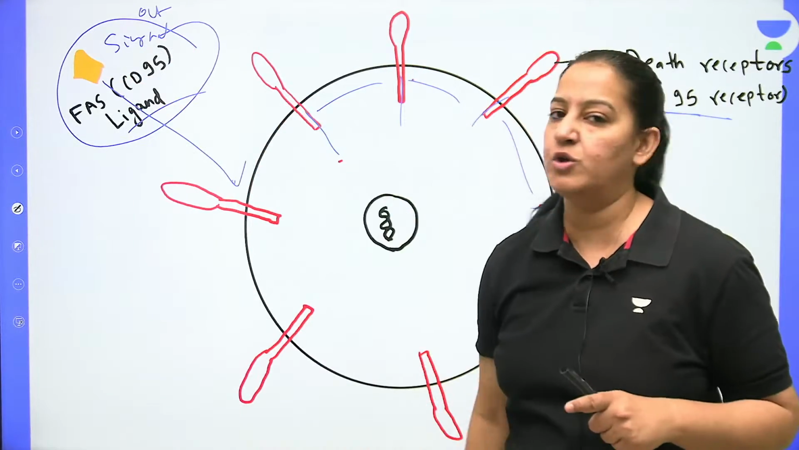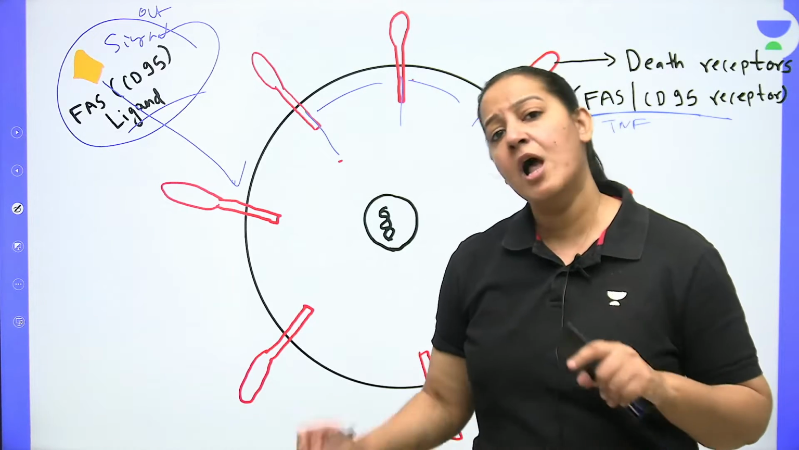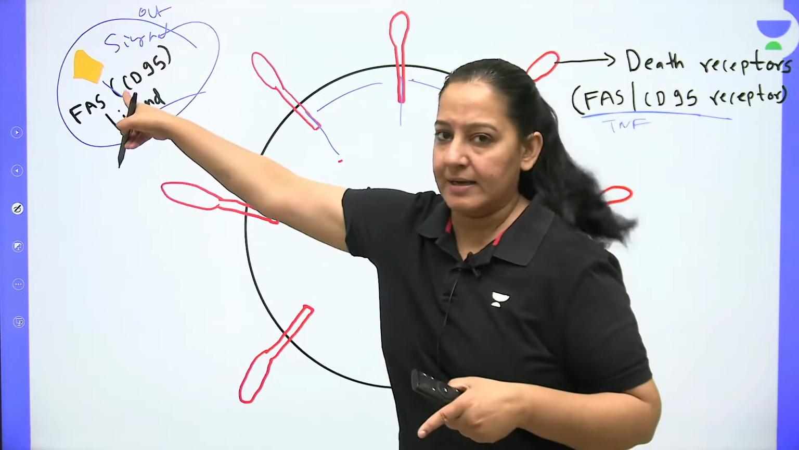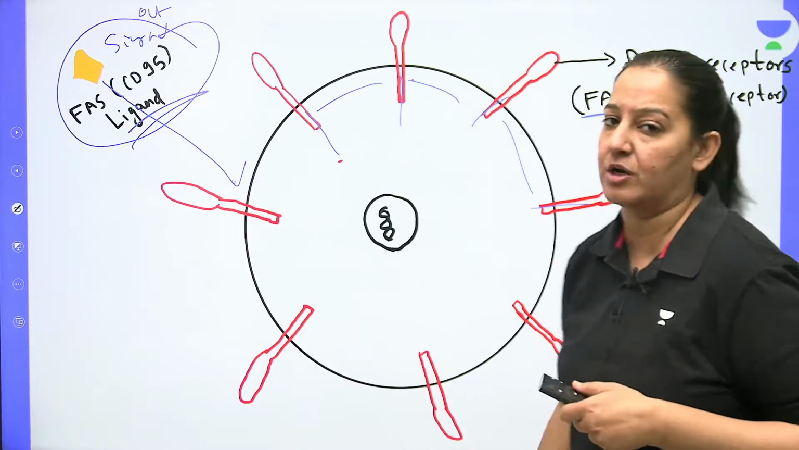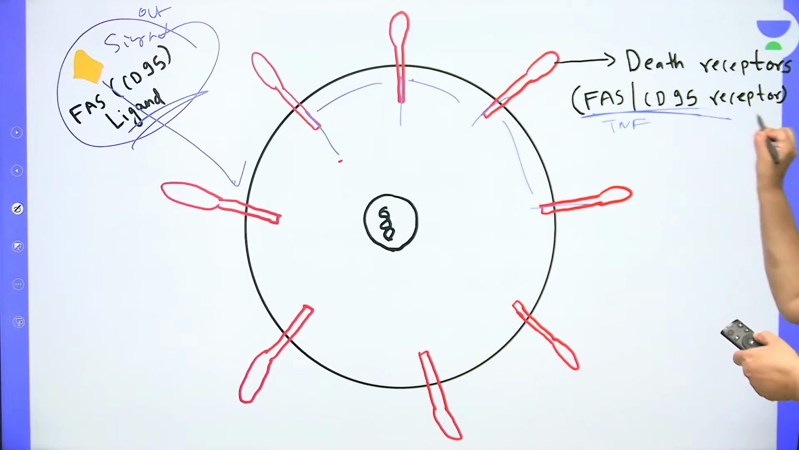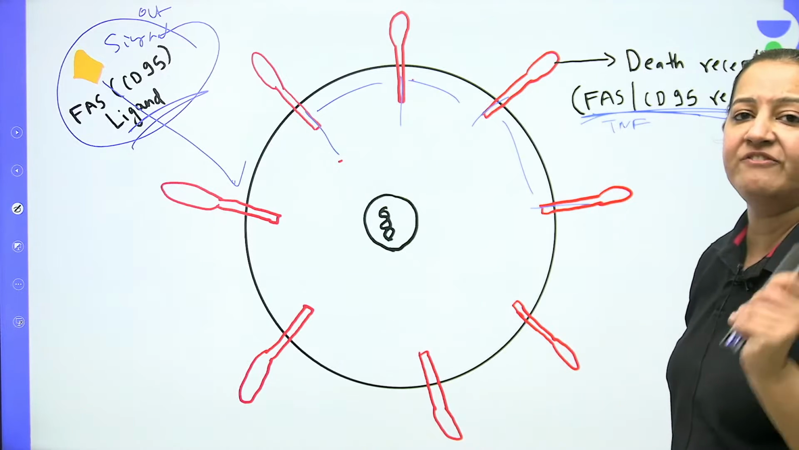You please commit suicide. You are no more required in the body. Your job is done. Your function is done. Now you please commit suicide. This is the signal. The signal is in the form of the ligand. Now this ligand will come and bind with the death receptor. What is the name of the death receptor? It is CD95 FAS receptor. Give me a thumbs up.